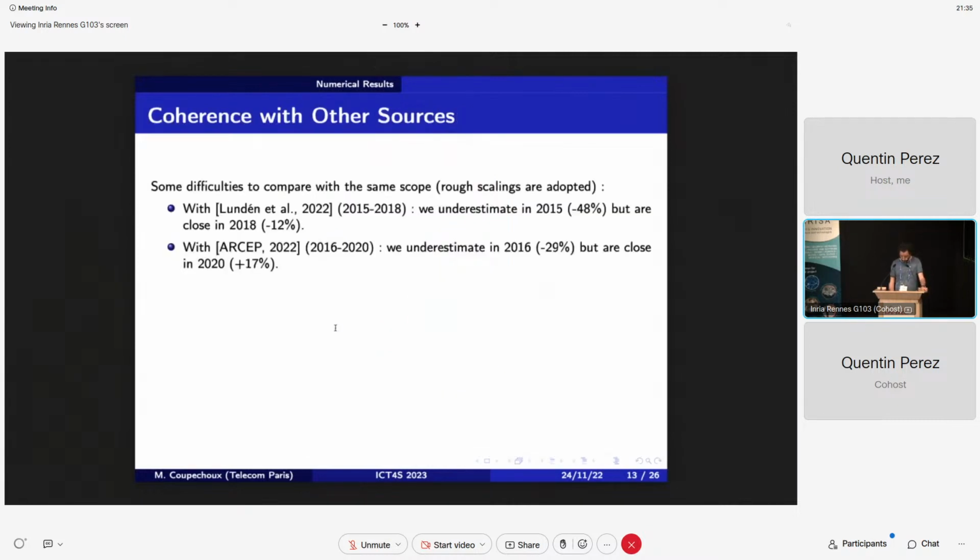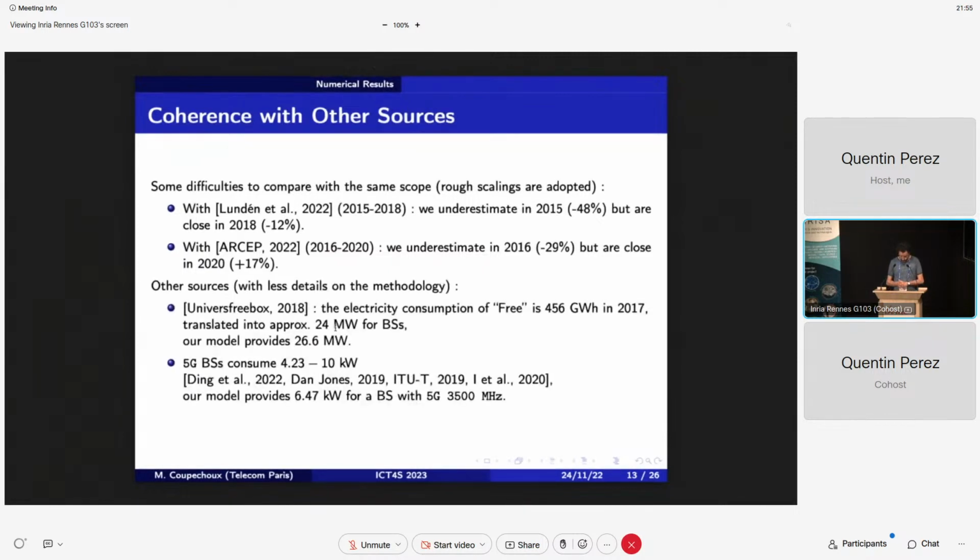We have compared to other sources, 2 main sources: from Lunden et al. and a document from the French regulator ARCEP. We are not so close, but we are in the same order of magnitude. It's difficult because it's not exactly the same scope, so we have to make some rough scaling. I can explain if you want afterwards. We have also sampled data taken from, for example, the operator Free in 2017, or from ITU and so on, about the consumption of 5G base stations, and we are in the same order of magnitude.